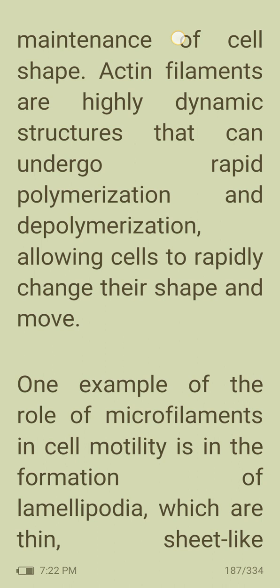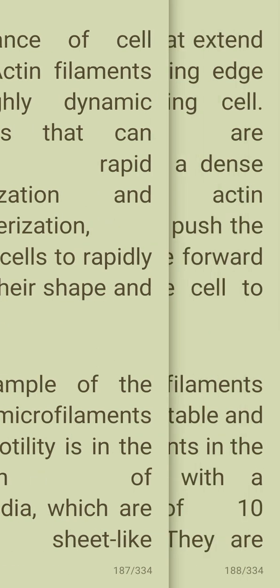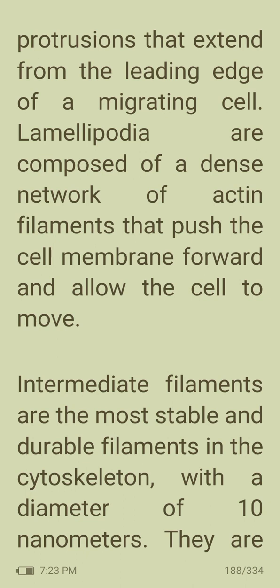Actin filaments are highly dynamic structures that can undergo rapid polymerization and depolymerization, allowing cells to rapidly change their shape and move. An example of a role of microfilaments in cell motility is the formation of lamellipodia, which are thin sheet-like protrusions that extend from the leading edge of a migrating cell. Lamellipodia are composed of a dense network of actin filaments that push the cell membrane forward and allow the cell to move.